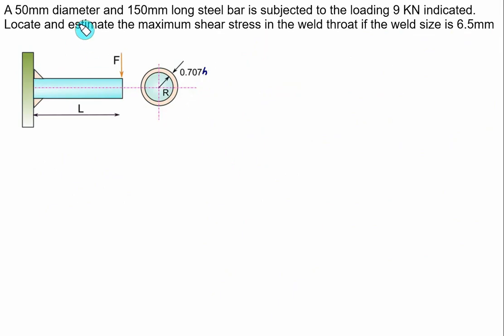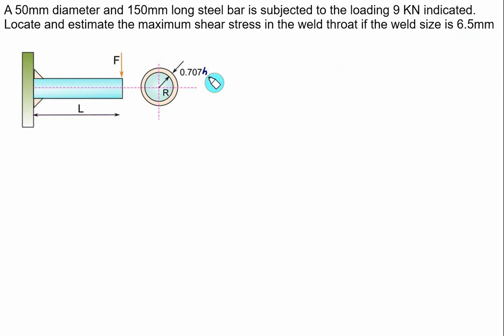A 50 mm diameter and 150 mm long steel bar is subjected to the loading of 9 kN as shown in the figure. So the force value is given as 9 kN, the diameter is given as 50, and the length of the rod is equal to 150 mm. Force is applied at the free end. Locate and estimate the maximum shear stress in the weld throat if the weld size is 6.5 mm.